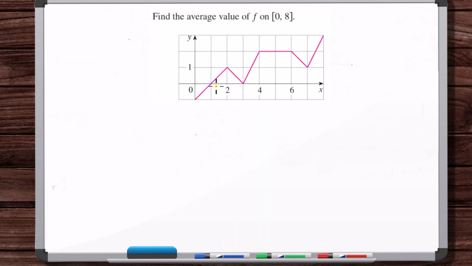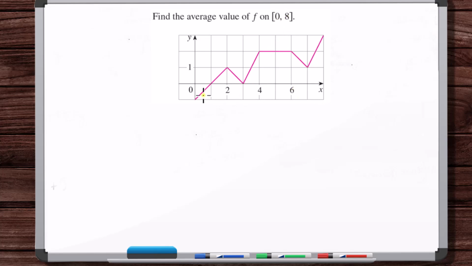All right, find the average value of this function from 0 to 8. We have negative regions here, but that's fine. The only issue with negative regions is you can't really use the geometric interpretation to get some intuition behind the average value. But it's still the same concept. It's just going to be the definite integral of this function from 0 to 8 divided by 8 minus 0.